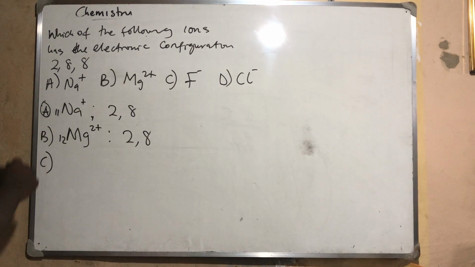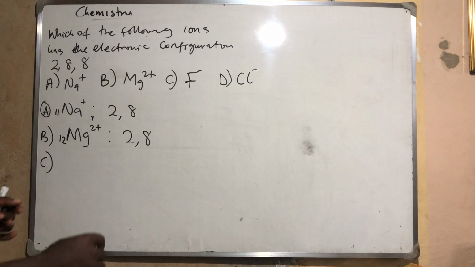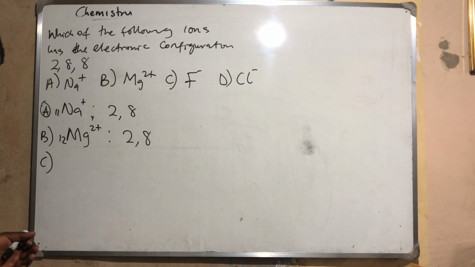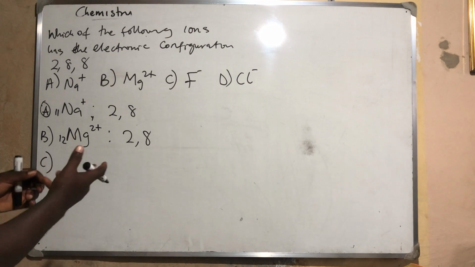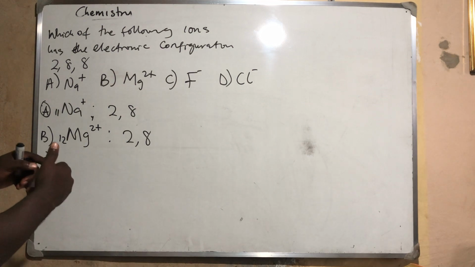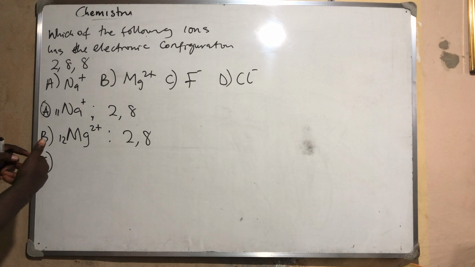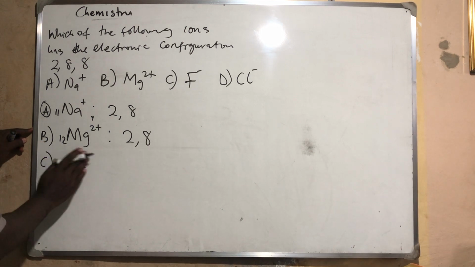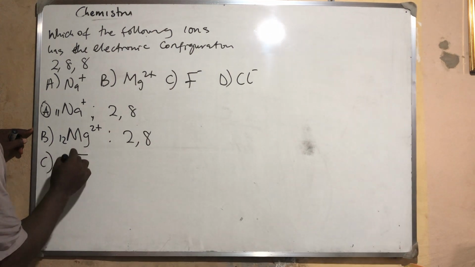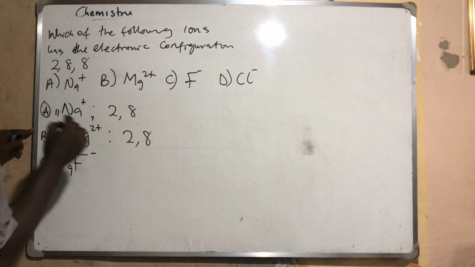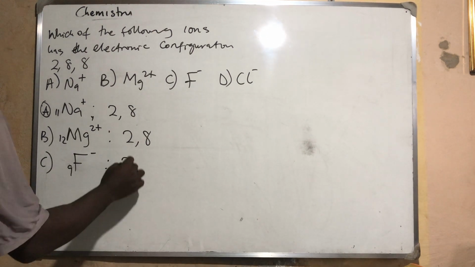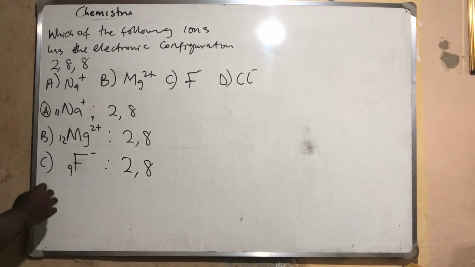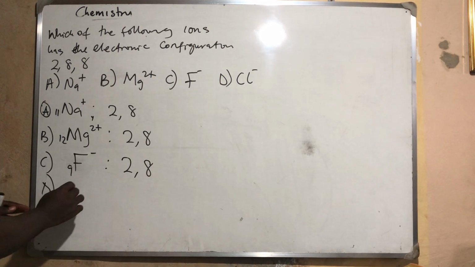So look at C, fluorine. We can count it: hydrogen, helium, lithium, beryllium, boron, carbon, nitrogen, oxygen, fluorine. Fluorine F is 9, but it accepted 1 to make it 10. So it is 2, 8. You see, automatically the answer is D, which is chlorine.